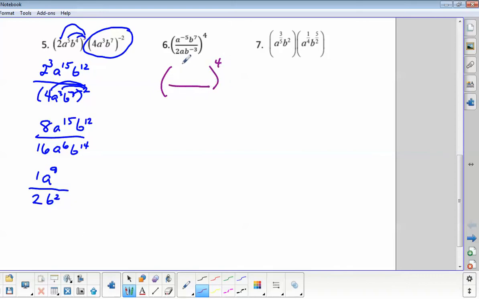The a to the 5th, that was a negative exponent, so it's going to go down here. B to the 7th is fine to stay up here. The 2 is fine to stay in the denominator. The a to the 1 is fine to stay there. And then b to the negative 3, that moves up here to become positive.